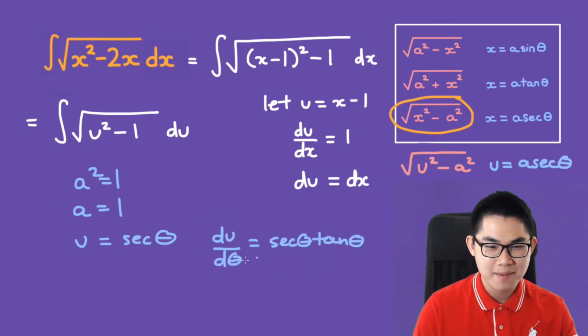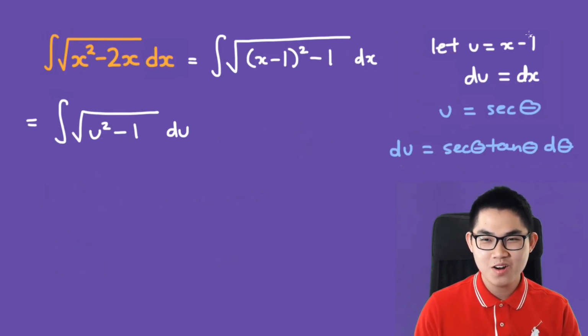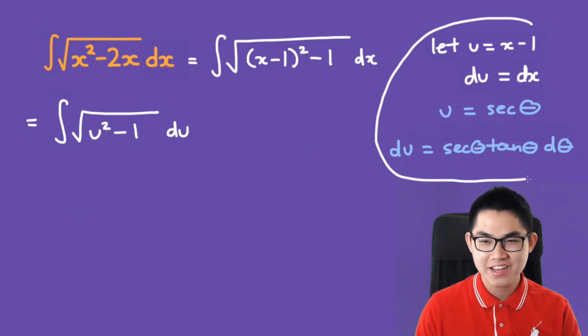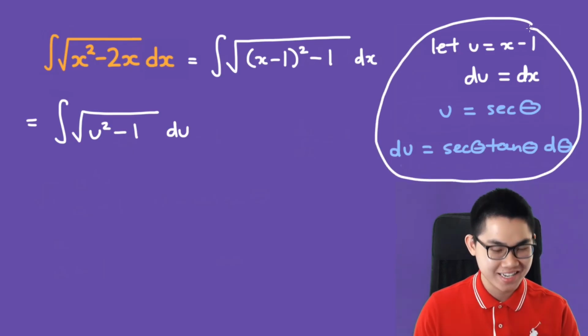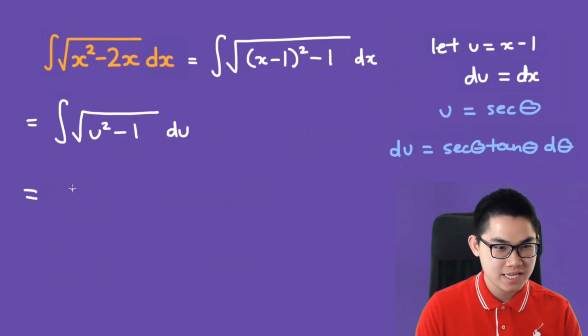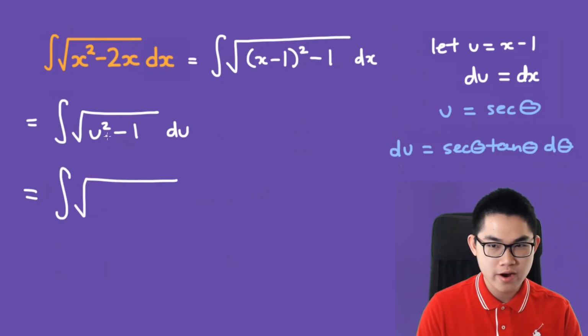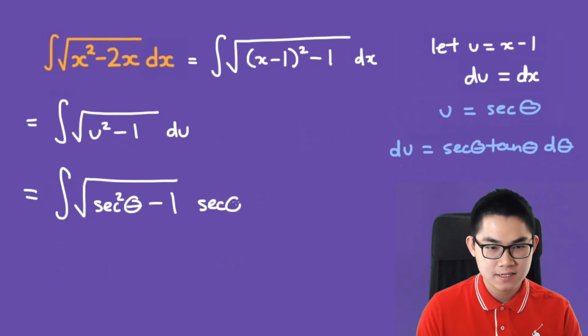And we need to multiply both sides with d theta to get du. So we have du is equal to all of this times d theta. So I put all of the important pieces of information here, and we will reuse this later on. And this integral is equal to u squared, and u is secant. So we have secant squared minus 1, and du. du is secant tan, secant tan d theta.